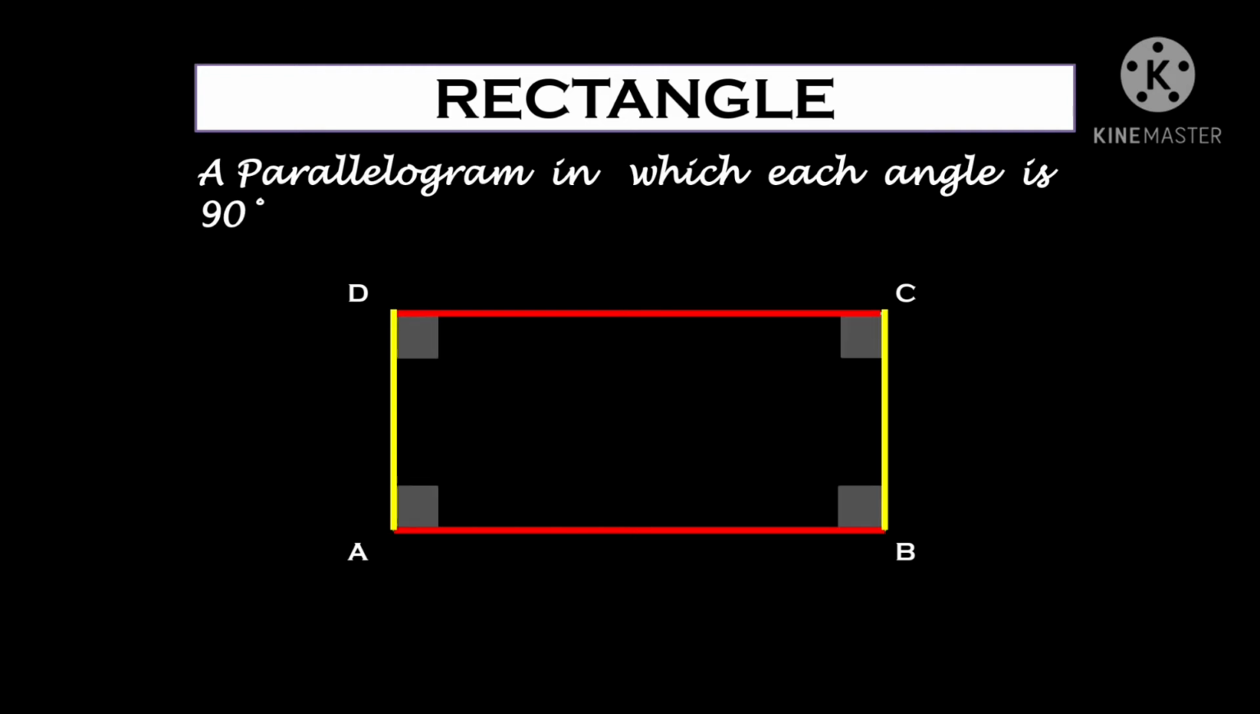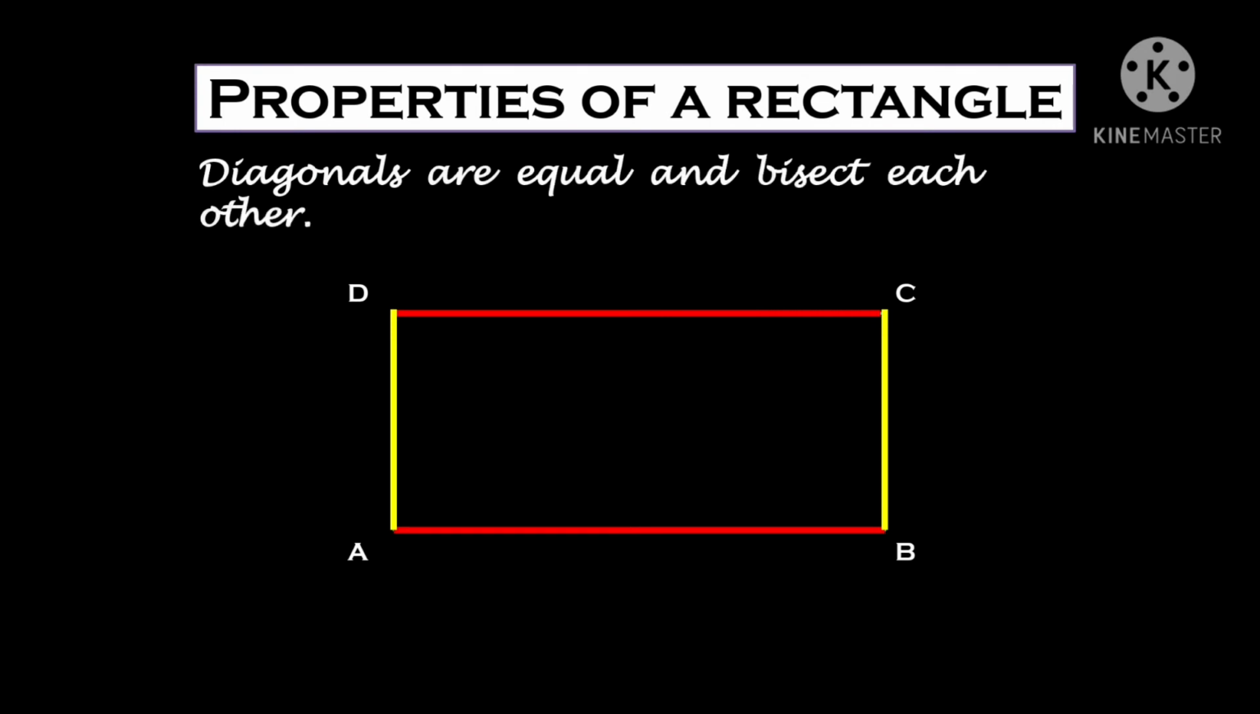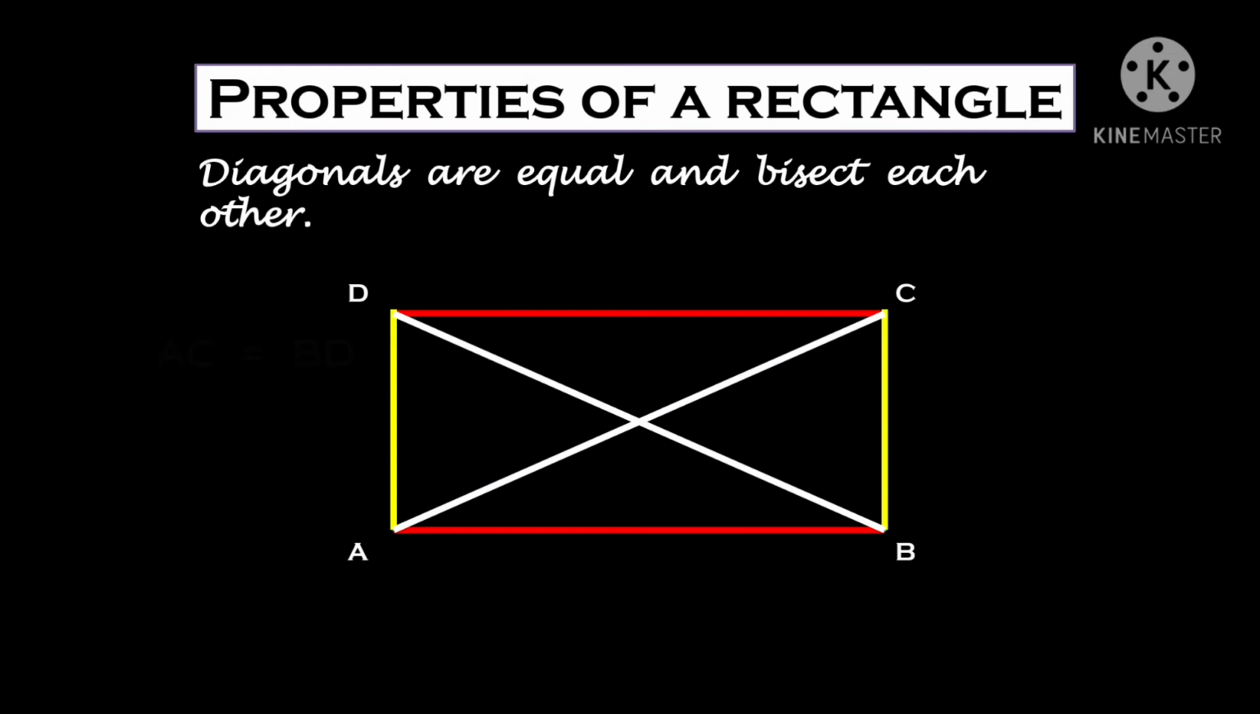So what is that extra? All the angles are 90 degrees. Opposite sides are equal, opposite sides are parallel and all the angles are 90 here. Let's see some properties of a rectangle then. The diagonals are equal and bisect each other. Here if you consider the diagonals AC and BD, these two will be equal to each other. The diagonals are equal and they bisect each other.